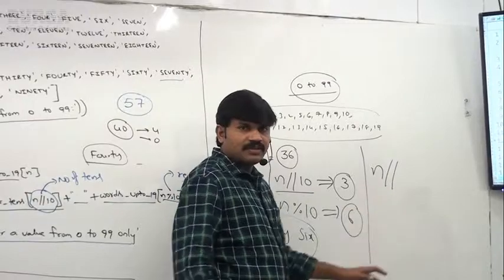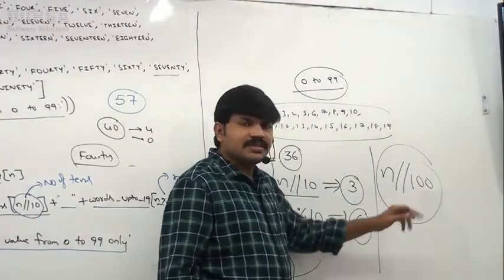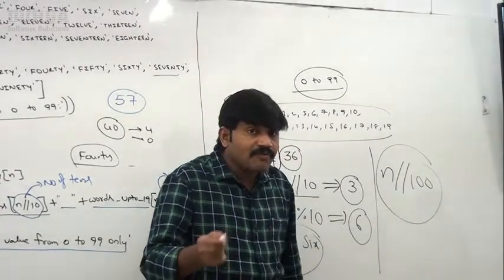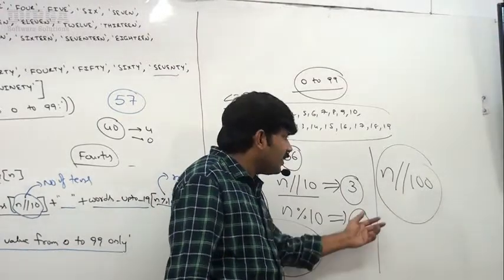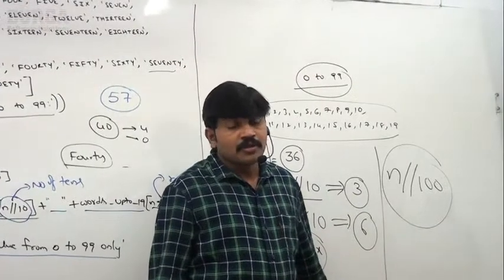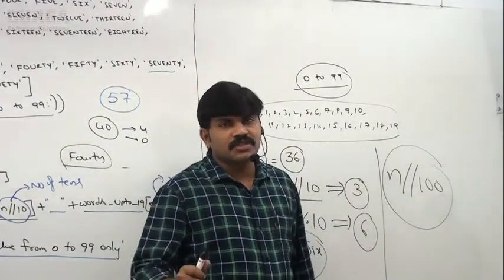n floor division 100 we require to take. Number of hundreds, then number of tens, and next the remaining digits. You can try, happily you can get that, sir. Okay, so please consider this one as an assignment so that you people can get much clarity, right?